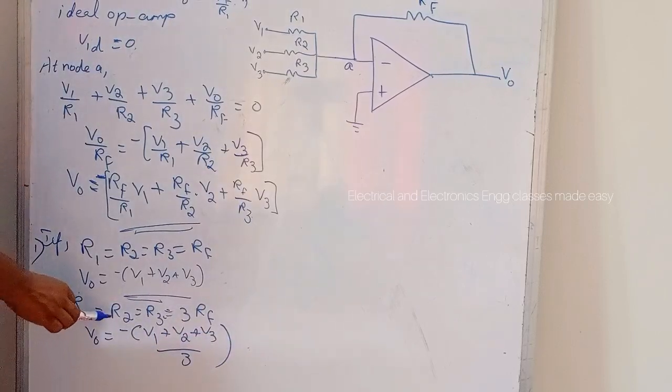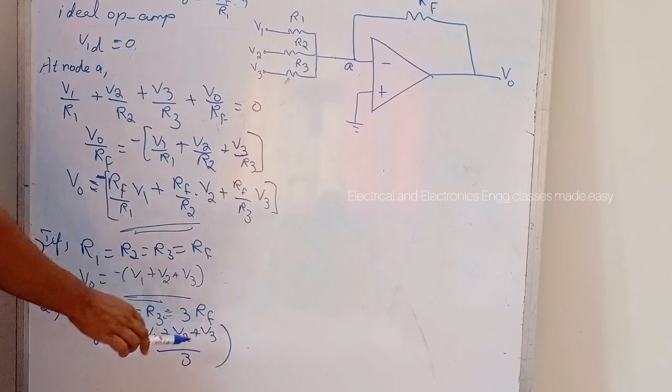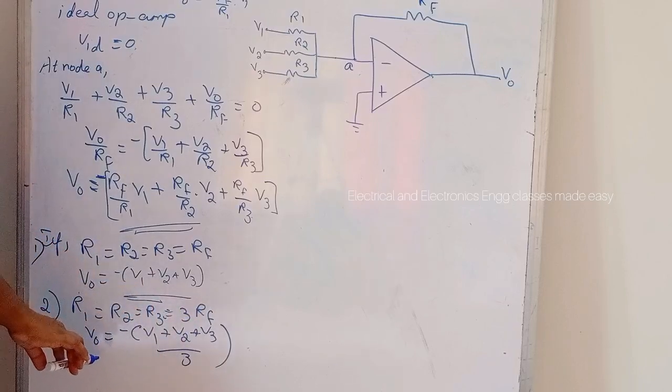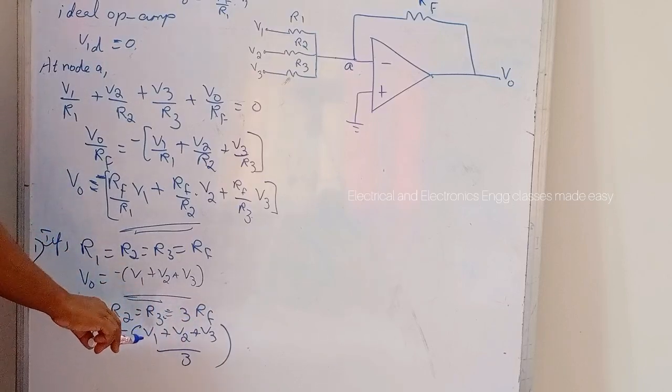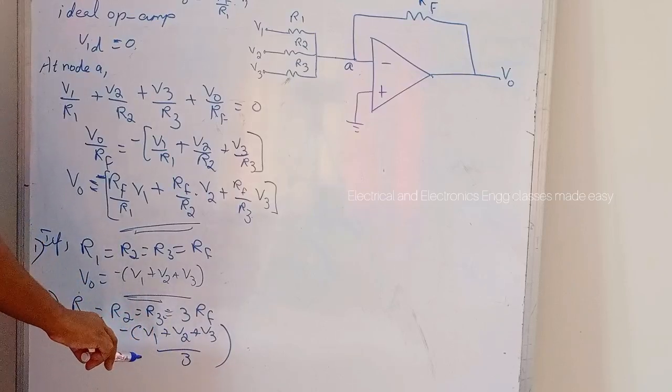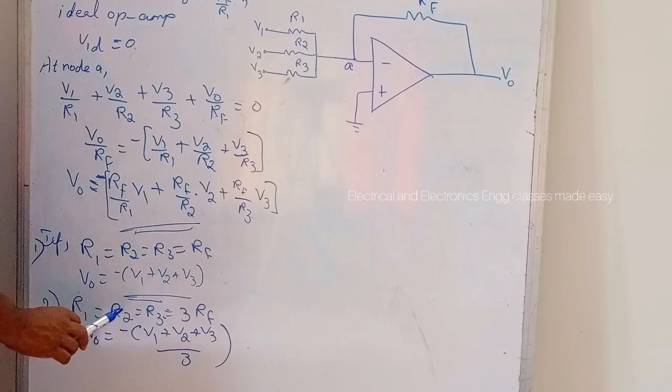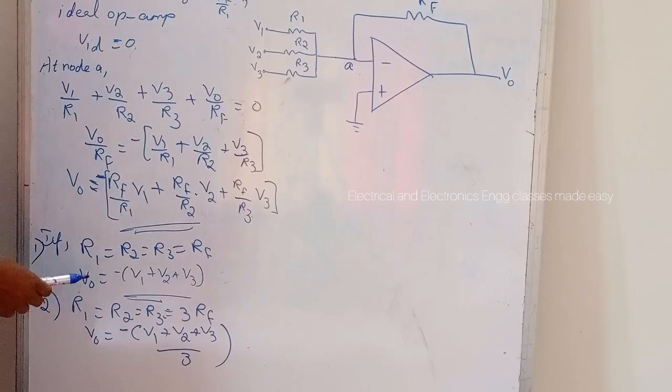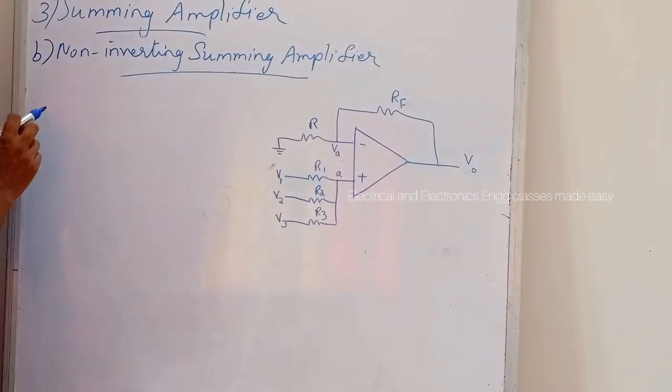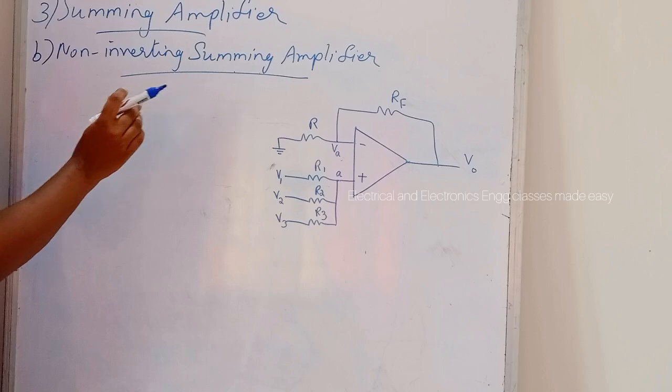So if R1 equals R2 equals R3 equals 3 RF, then V0 will be equal to minus of V1 plus V2 plus V3 divided by 3. That is, the output is the average of the input signals and also inverted. So this is the case of the inverting summing amplifier. Next is the non-inverting summing amplifier.